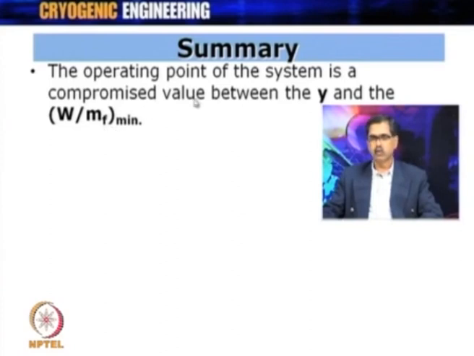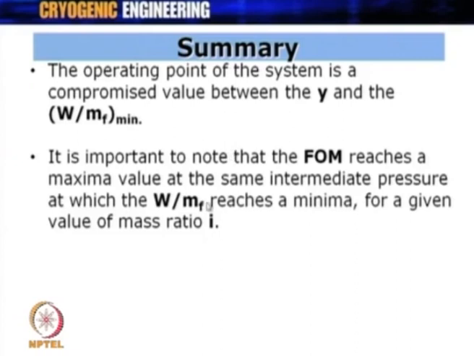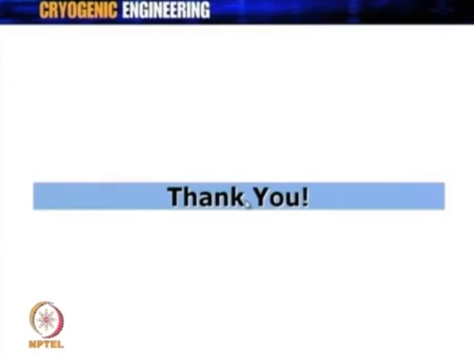As you know, as you go on increasing the intermediate pressure, the value of Y decreases, but the value of W by m dot f will fall through a minima. So, one has to take an optimum value between these two. In fact, one should design to get W by m dot f minimum. Corresponding to that, your desired Y value should match. So, whatever my desired value of Y is, I should get W by m dot f minimum at it. It is important to note that the figure of merit reaches a maximum value at the same intermediate pressure at which W by m dot f reaches a minima for a given value of Y. Thank you very much.